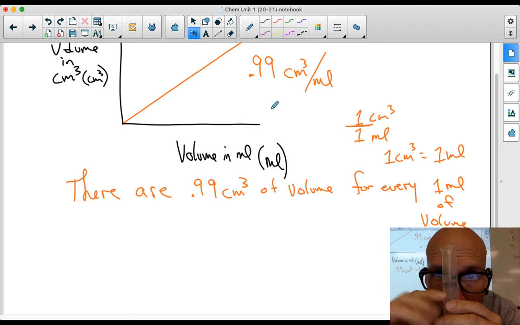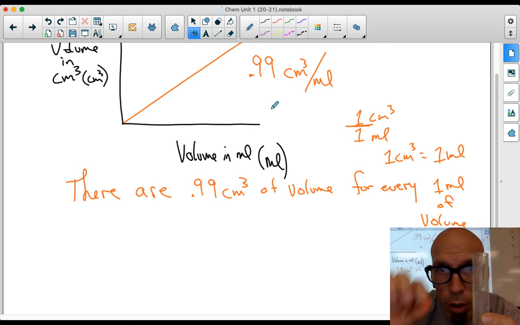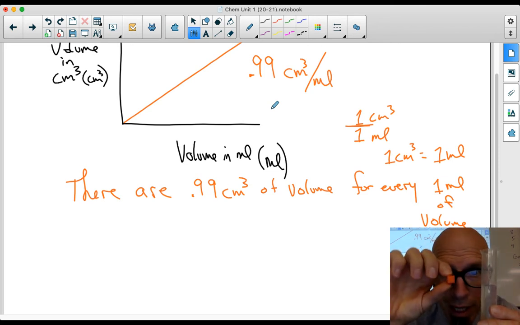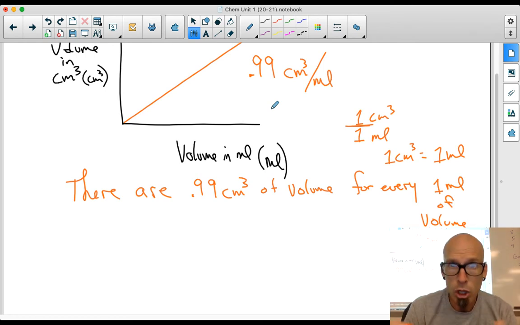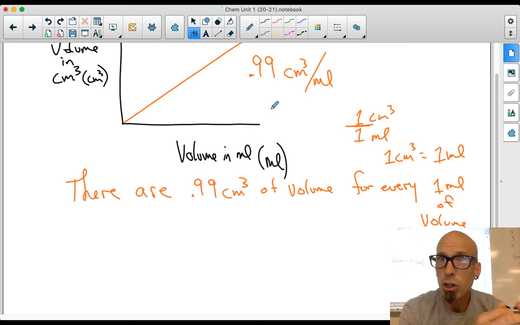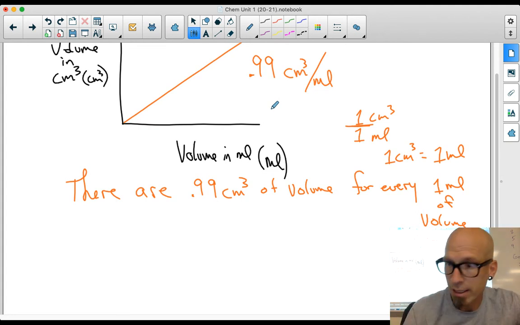1 ml. I would pour out 1 ml and it would fit perfectly in this box right here. This is no accident. When they developed the metric system, this is what they did intentionally. They said, hey, we're gonna make the meter measure and the liter for volume, we're gonna connect them. We're gonna connect them like this.